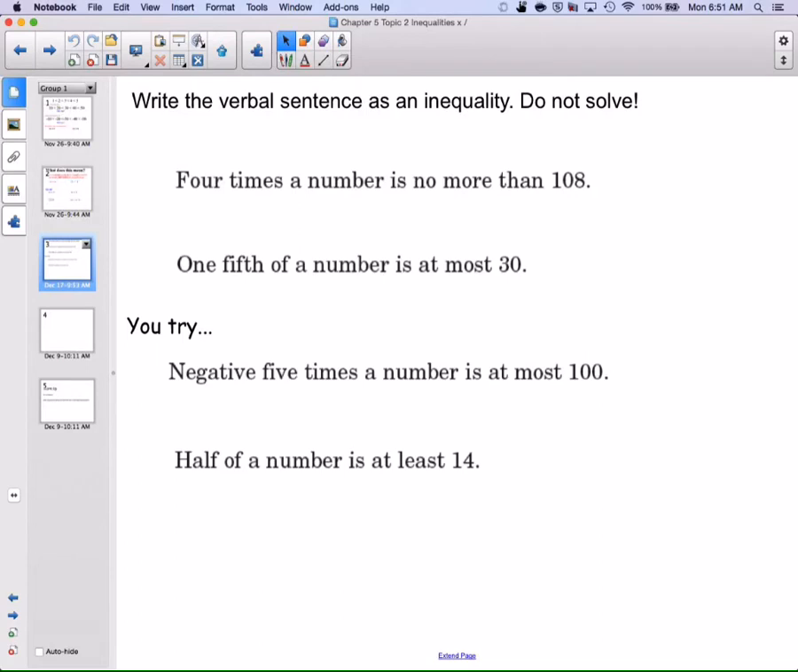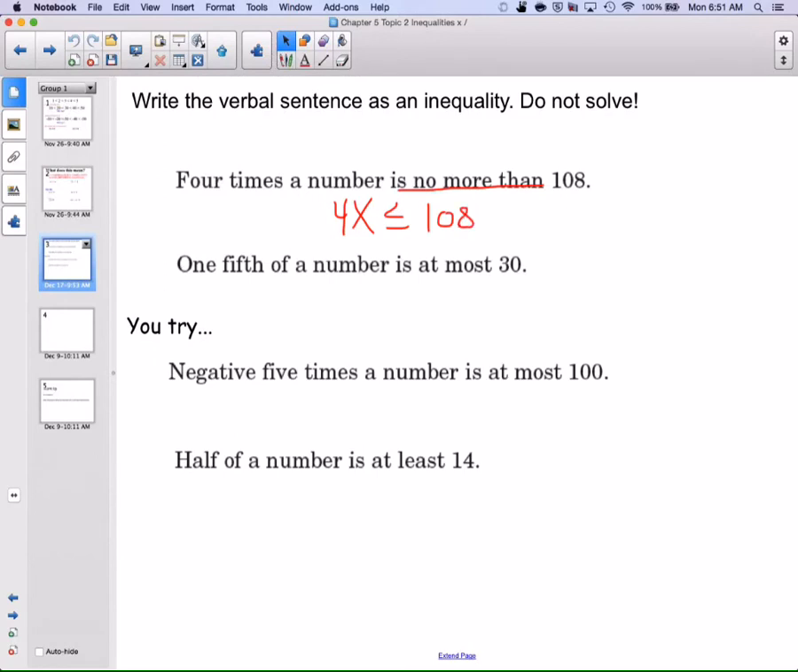Alright, so same idea here with the first section. We're writing the inequalities, not necessarily solving them, just to make sure we know how to write them. So taking a look at the first one here, 4 times a number is no more than 108. Is no more than. So that means it could be less than, it could be equal to, but not more than. So I'd like to write it this way.